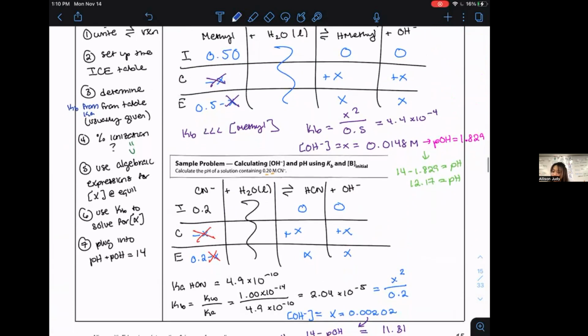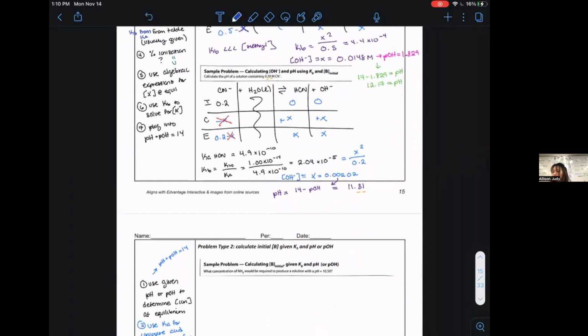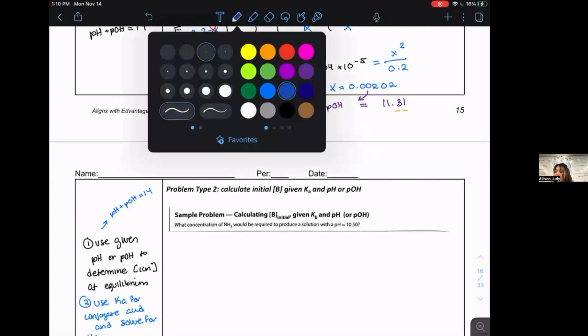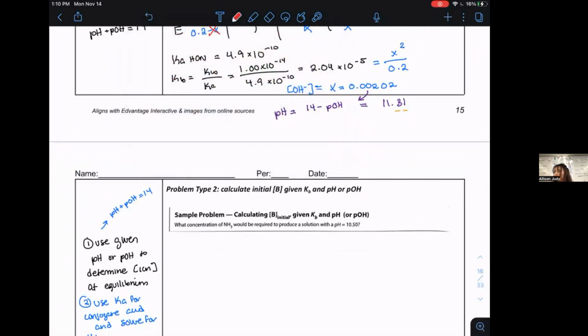Okay, so second type of problem. This time you need to figure out the initial concentration, and you're given Kb and pH or pOH at equilibrium. So what you know here is really important. What can you never apply with this type of question? Yeah, the percent ionization negligibility rule is just not a thing. It's a big no. Don't do it. You can't make that assumption safely.